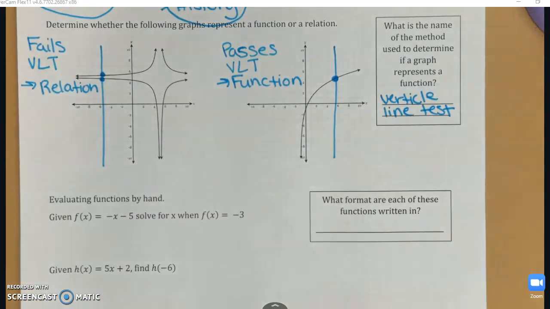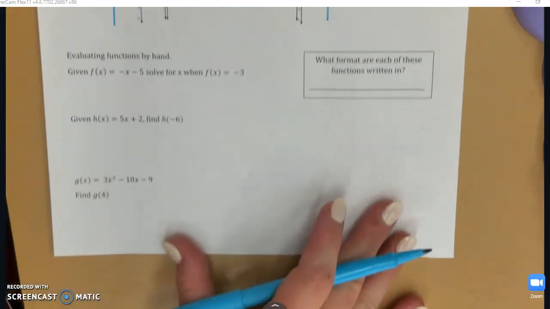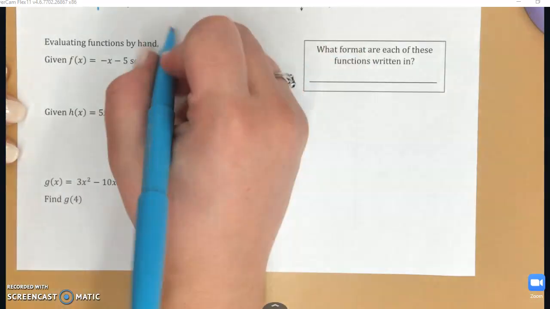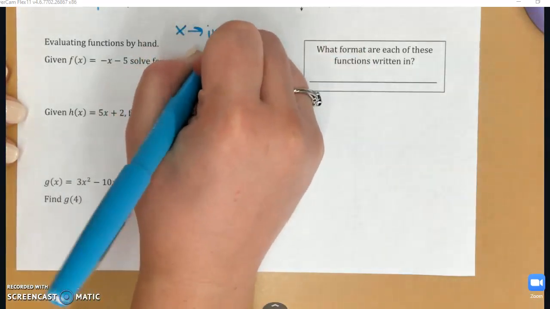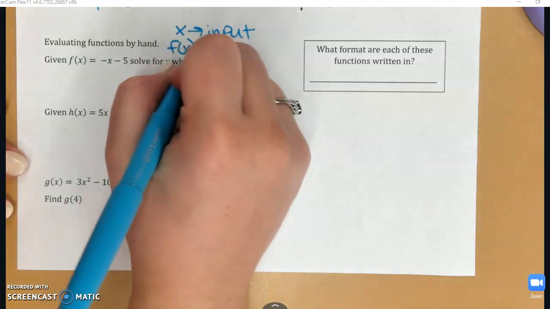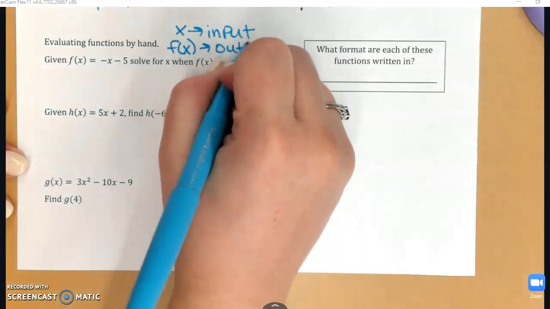Now we're going to be evaluating some functions. One way we can do this is by hand or algebraically. And when we're doing this, one thing that's important to consider is what is the problem asking? Are we given an input and looking for an output? Or are we given the output and are we looking for the input? So we need to evaluate carefully. So remember, x is our input, or f of x, which sometimes you'll see as y, is our output.